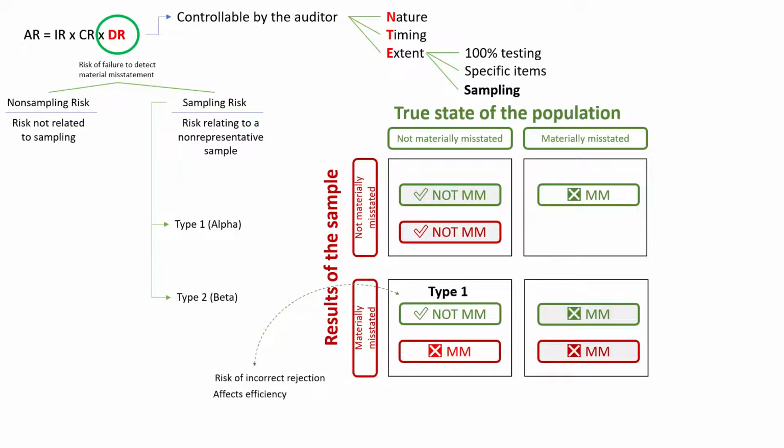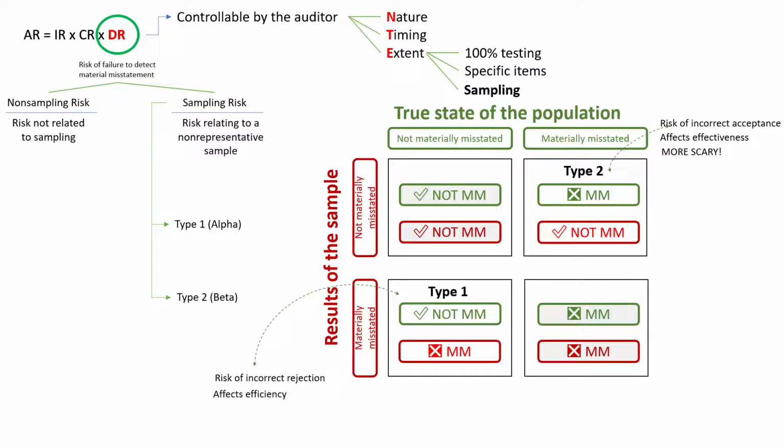However, it's possible that the true state of the population is that it is materially misstated. But because you only tested the sample, it showed it was not materially misstated. Our decision will be based on the sample. So in this case, because it is not materially misstated, we have erroneously accepted it as correct when in fact it was not. So this is an example of a type 2 risk situation, and type 2 risk is the risk of incorrect acceptance. You have wrongfully accepted as correct that which is materially misstated. And similar to the type 2 risk in test of controls, this one also affects effectiveness and is therefore more scary for the auditor.